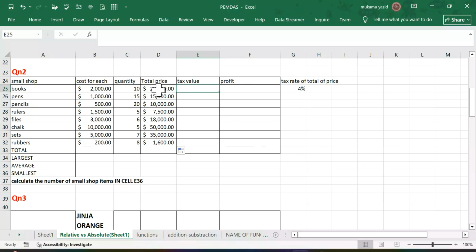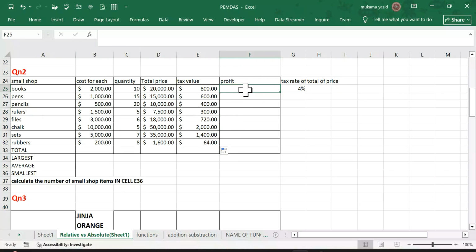We have already calculated the total price, so we can say equals 4%, we fix it, times the total price they talked about, which we have already calculated. Then we press enter. Then we do autofill to get the rest of the answers.